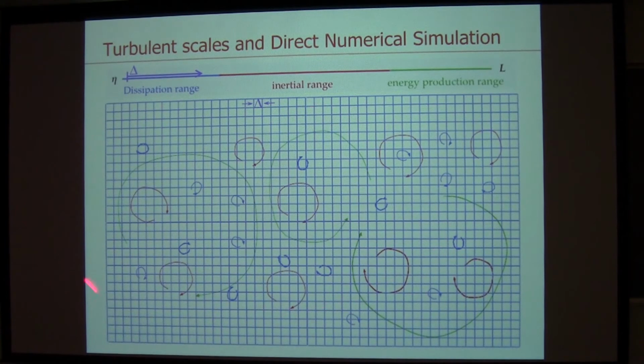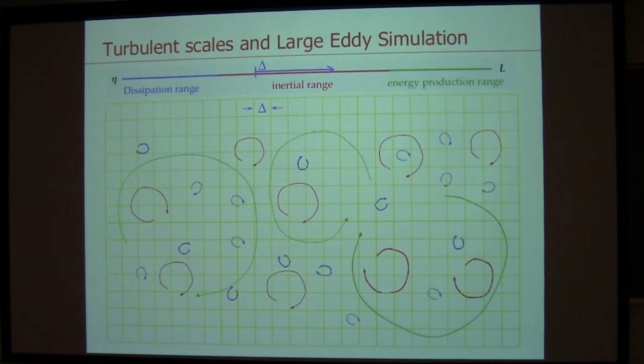If you want to resolve all the scales, you will be doing direct numerical simulation. So you need a grid scale which is slightly larger than the smallest scales here. And basically, you would be doing direct numerical simulation and resolving everything. Obviously, you run into problems where your whole box has to be very small, because you just don't have enough computing power. An intermediate approach is to do large eddy simulation.